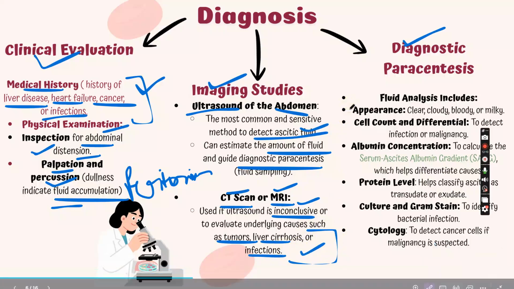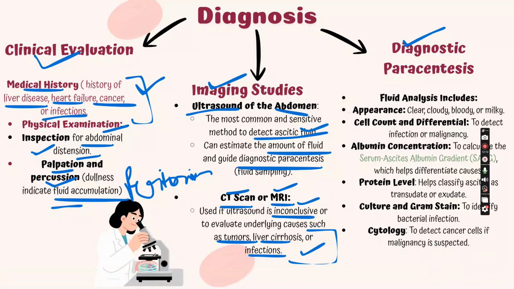So we'll just go for the CT scan or MRI if we are not able to do ultrasound. And then is diagnostic paracentesis. So what actually is paracentesis? That we'll insert a sterile needle in the patient's abdomen. I'll explain the paracentesis further in detail in the next slide. So we'll just go from here.